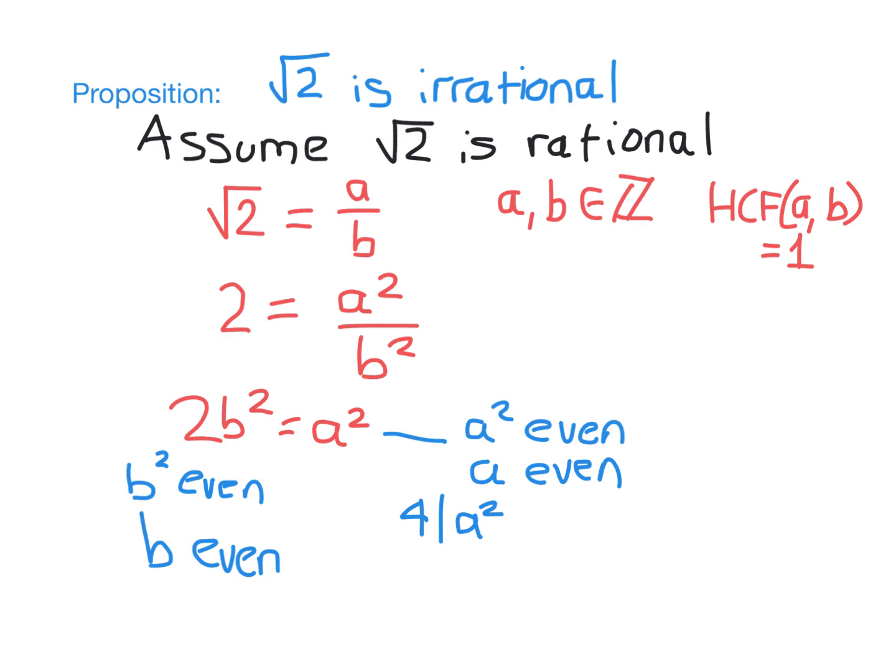So we have shown by contradiction, root 2 cannot be written as a fraction with integer numerator and denominator. Therefore, root 2 is irrational. When we assume root 2 is rational, we get a contradiction. So our original statement was false, and we conclude that root 2 is irrational.